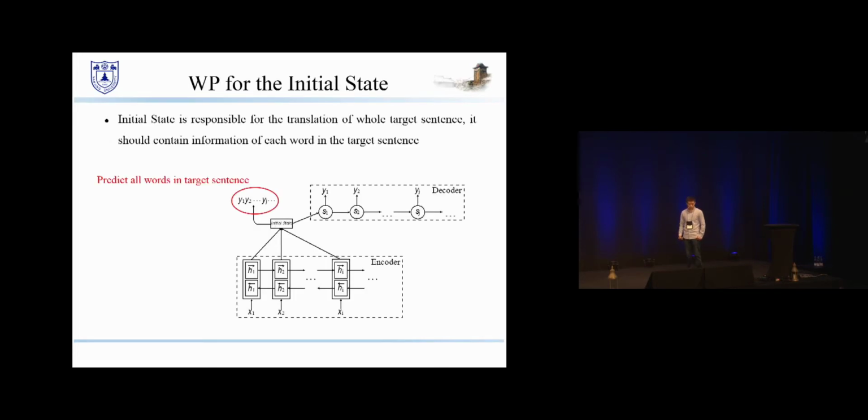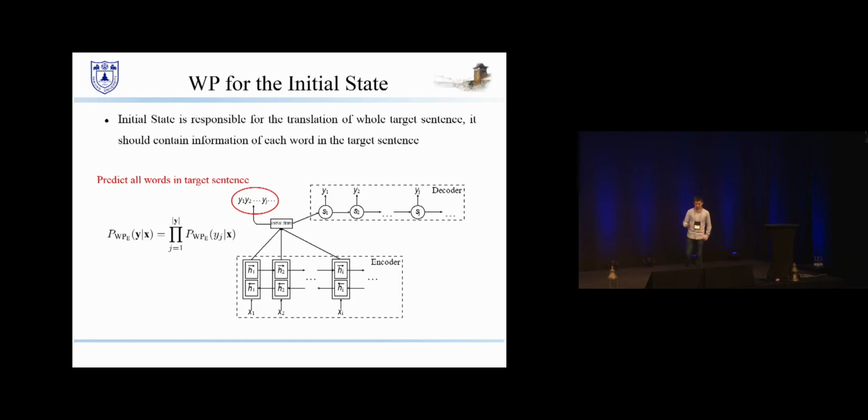First, I will introduce the WPE model. We think initial states contain all information about the target sentence, so it should predict all words in the target sentence. So we added a task for the initial state that it needed to predict all words in the target sentence. The formula is as follows.